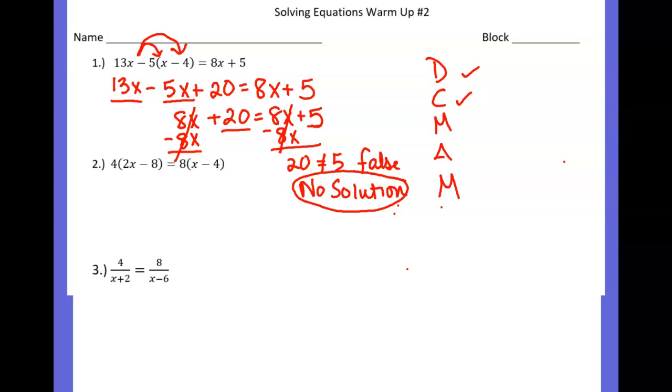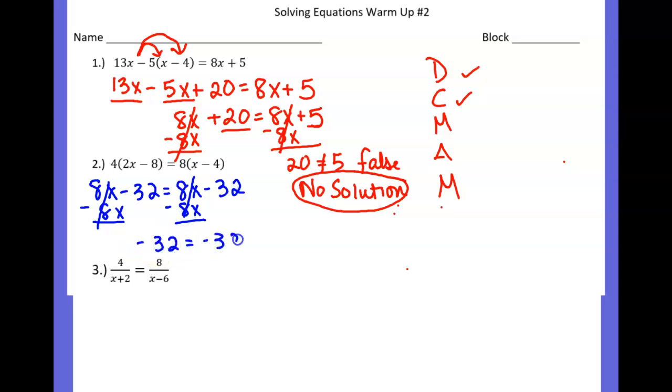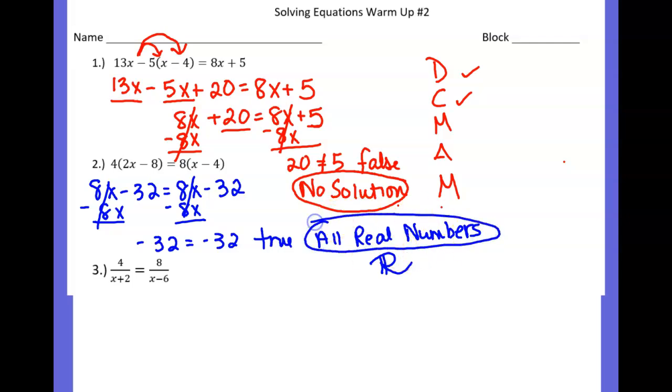Whereas in example number 2, when we go back and we distribute, we've got 8x minus 32 equals 8x minus 32. And if you notice, when we subtract our 8x from both sides, again, they both cancel out. Only in this case, we're left with negative 32 equals negative 32. And that's a true statement. So our solution is all real numbers. It means that any number would work there, all real numbers. And we use the symbol, it looks like this. We can say either answer, all real numbers or the symbol.